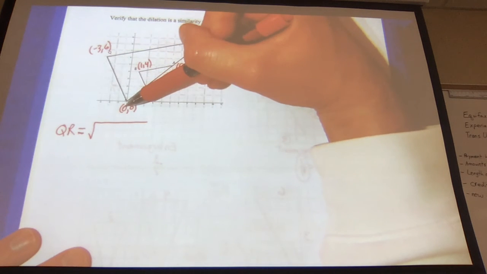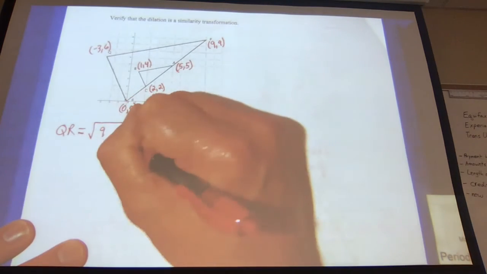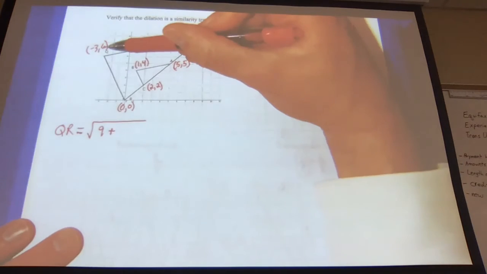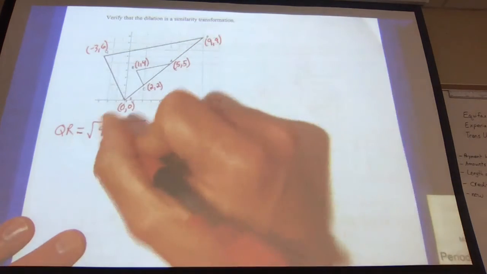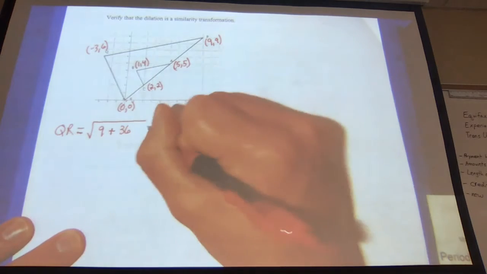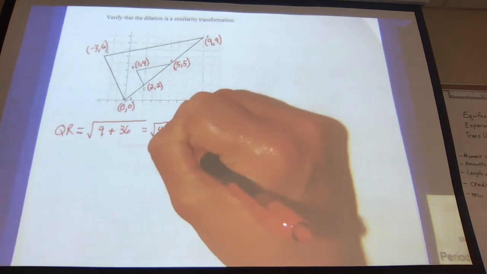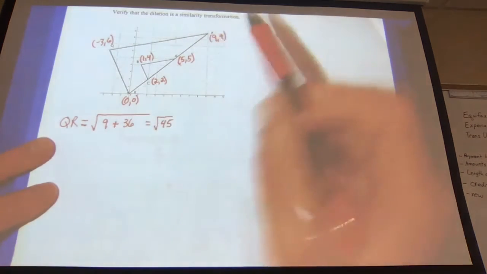-3 minus 0 is -3. When I square -3, I get 9. We're going to add to that the y-coordinates. 6 and 0. If I subtract 6 minus 0, I get 6. 6 squared is 36. We add that up, we get the square root of 45. Now, once again, if I wanted to put that in the calculator and get a decimal, I could, but we don't need to. I'm going to show you why here in a second. Let's get the other sides first.